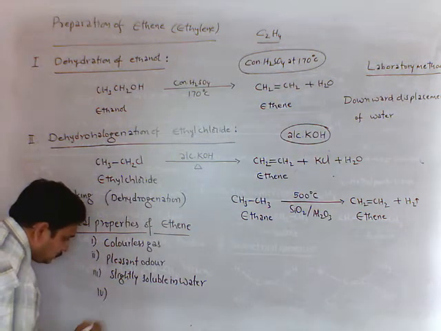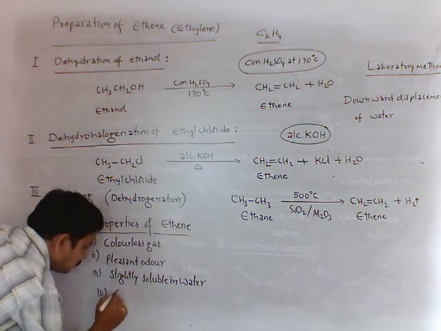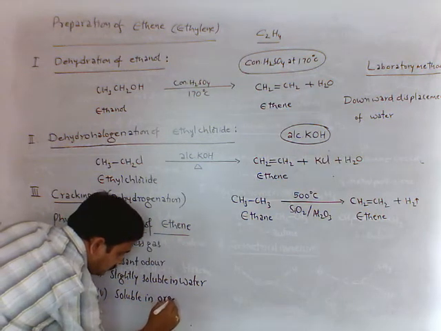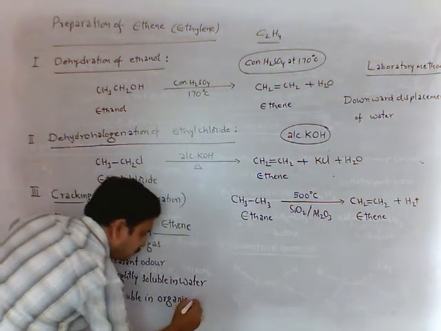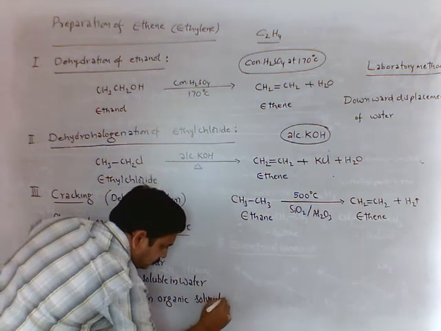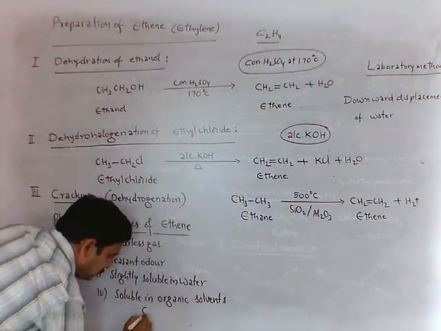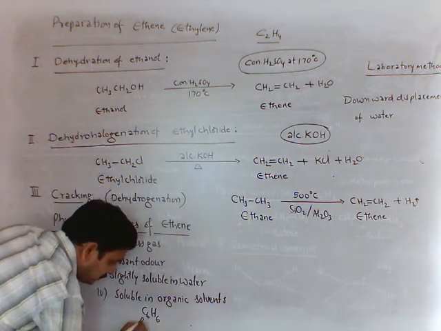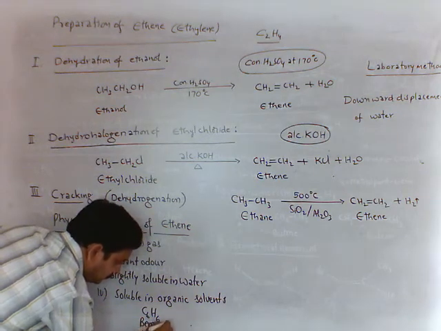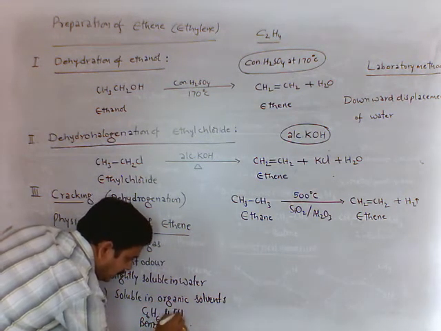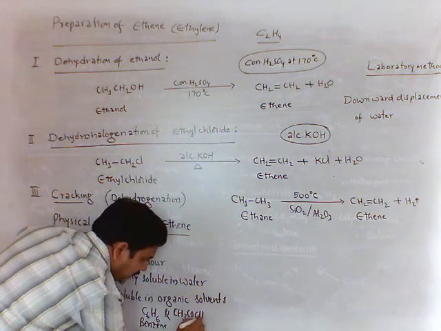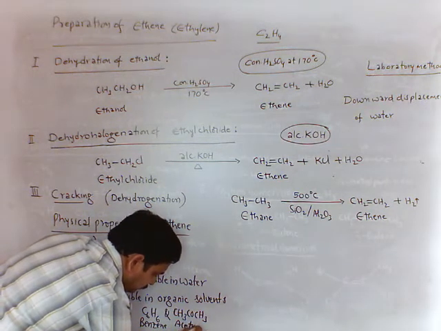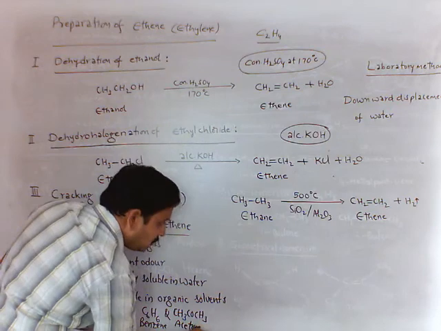And fourth one, soluble in organic solvents such as benzene, C6H6, which we call benzene, and acetone, CH3COCH3. This we call acetone.